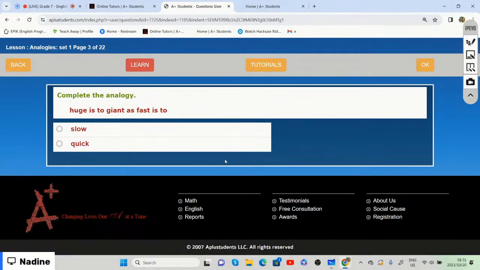If huge is the same as being a giant, right? Fast is the same as, is it slow or quick? If huge is the same as giant, then fast, is it too slow or is it too quick?